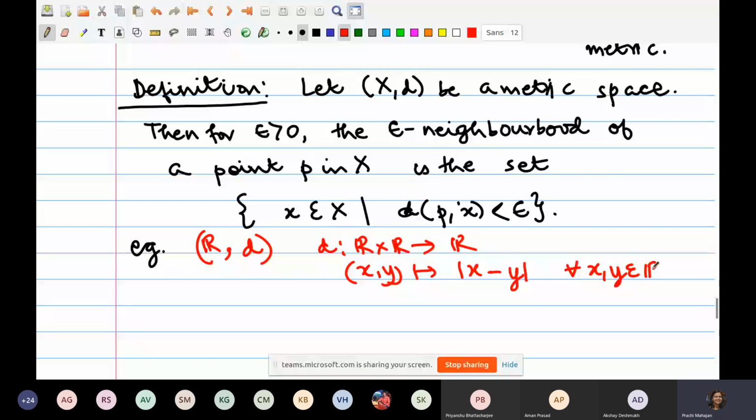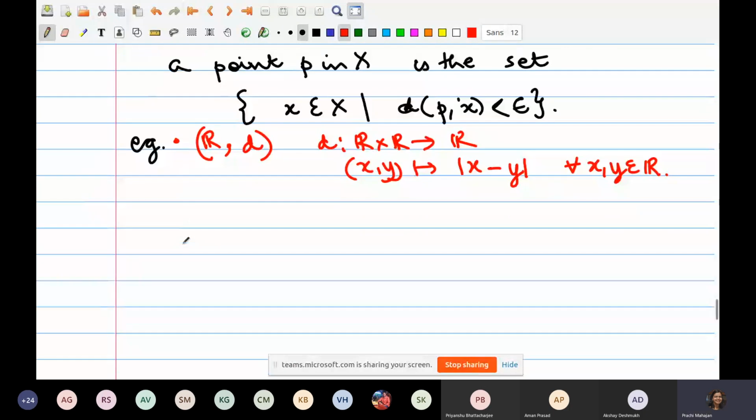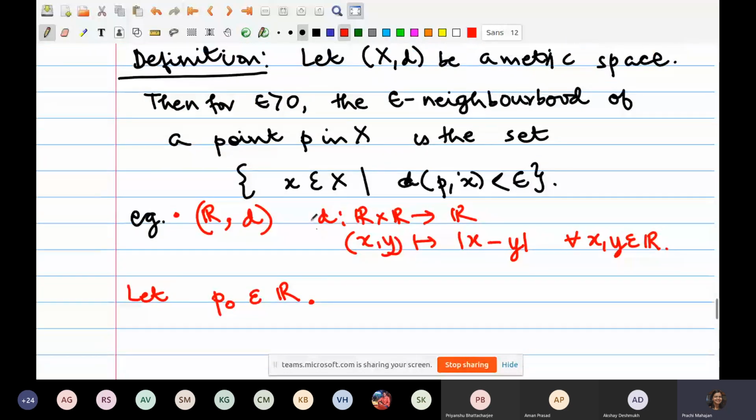This is the way we define the Euclidean metric on R. Let me fix a point. Let's consider a point P naught in R, some real point on the real line. If I ask you what is the epsilon neighborhood of a point P naught in this metric space, what will that be?